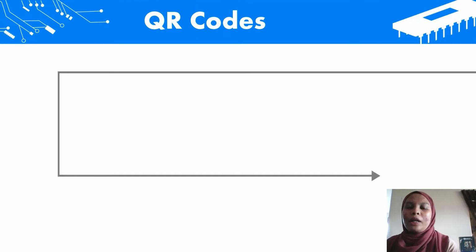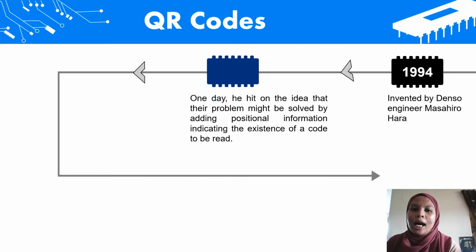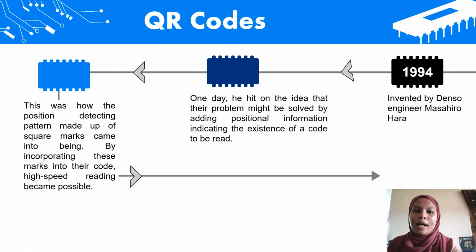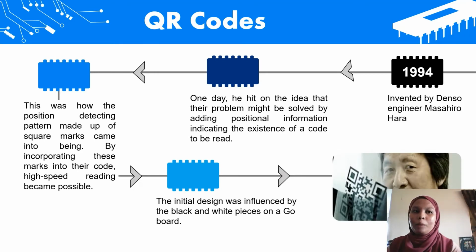Here is the QR code history. QR code invented by Denso engineer Masahiro Hara in 1994. One day he hit on the idea that their problem might be solved by adding positional information indicating the existence of a code to be read. This was how the position detecting pattern made up by square mark came into being. By incorporating this mark into their code, high-speed reading became possible. The initial design was influenced by the black and white pieces on a go board.